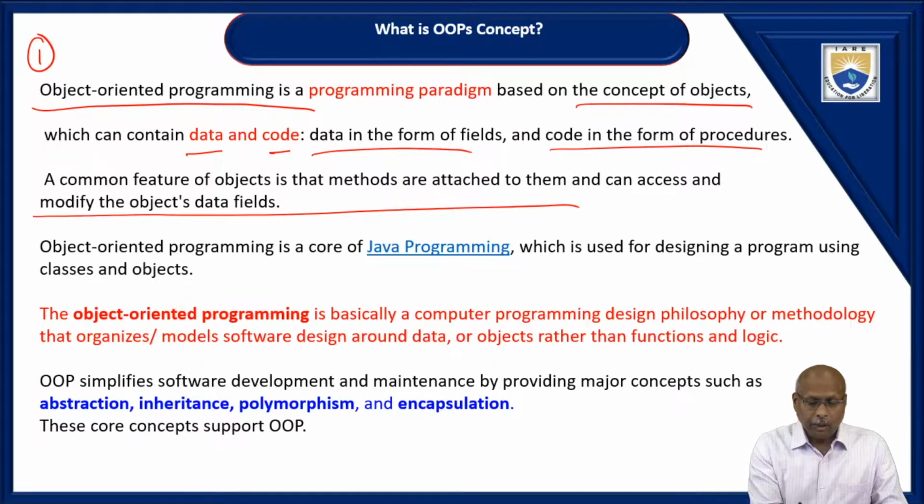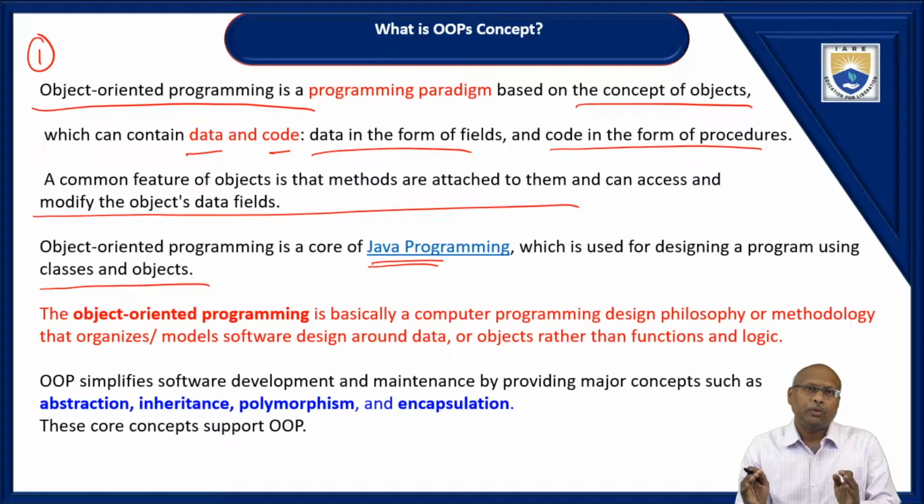Object-oriented programming is the core of Java programming, which is used for designing a program using classes and objects. So when you start your program using the object-oriented approach, the first thing you have to start with is the class, and then you have to create objects. Once objects are ready, then you can do processing.